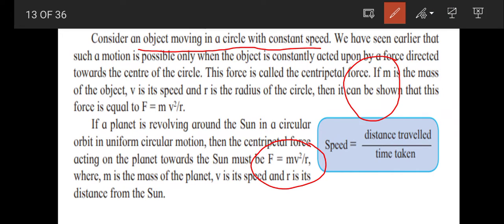Okay, we have seen earlier that such a motion is called UCM, and here one force is acting. That force is the centripetal force, because this force is toward the center of the circle. If m is the mass, v is the speed and r is the radius, then the derivation gives F is equal to mv square upon r. That means force is equal to mass into square of velocity divided by the radius. That is called the derivation for centripetal force in UCM.